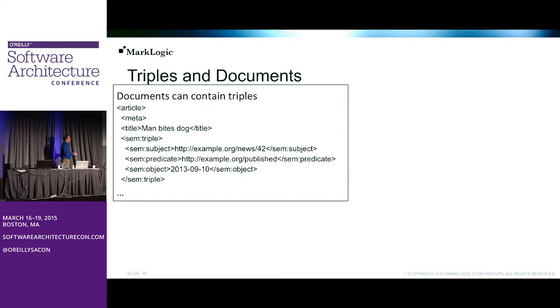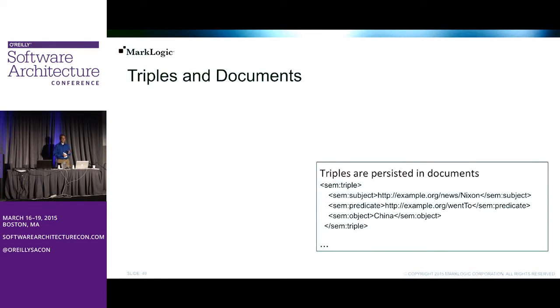So I've talked about documents, and here we've got an XML document. It's an article. We have a title. And then we've got that sem triple thing in there. So we've got an XML representation of a semantic triple, subject, predicate, object. And you'll see that that's embedded right in the document itself.